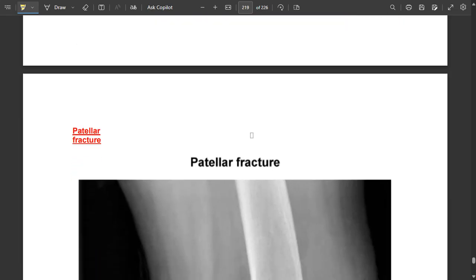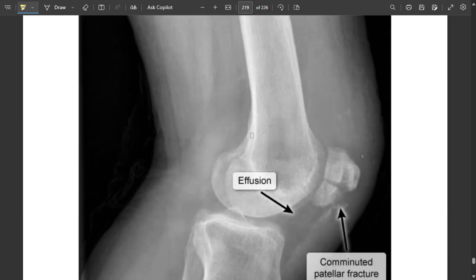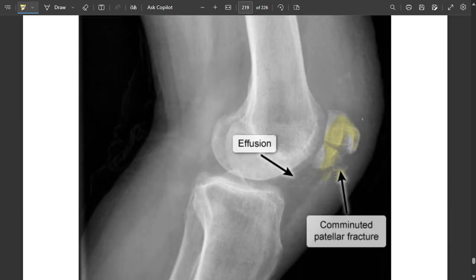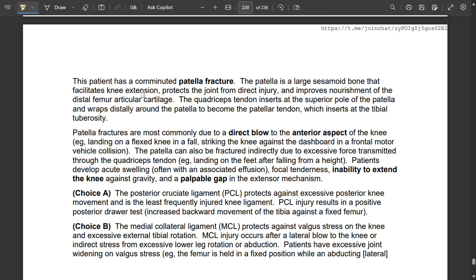Now let's talk about patellar fracture. This is the patella. It is a comminuted patellar fracture, and here is a effusion after the fracture. The patella is a large sesamoid bone that facilitates knee extension, protects the joint from direct injury, and improves nourishment of the distal femoral articular cartilage. Nourishment also occurs through the patellofemoral joint.